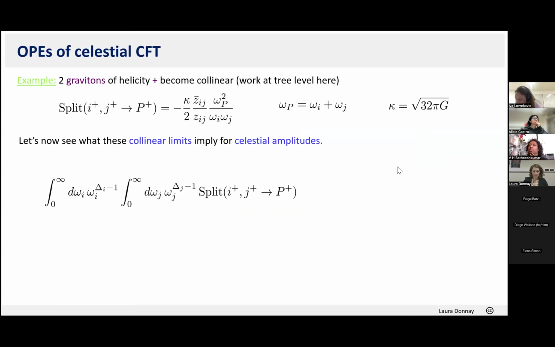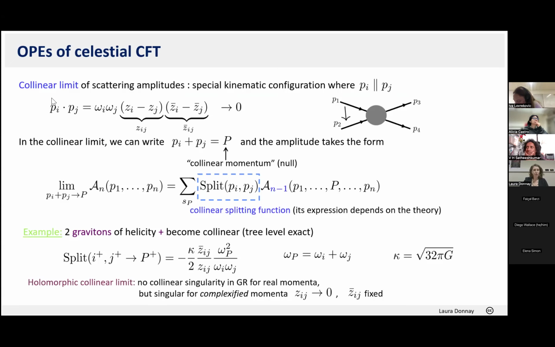So yeah, you see, of course, if you work with real momenta, as the normal person would start their life thinking about, then your stereographic coordinate Zij should be the complex conjugate of Z bar, not the other way around. So if you send one to 0, the other one goes to 0. So that's the reason why for real momenta, gravity is known to have no collinear singularity.